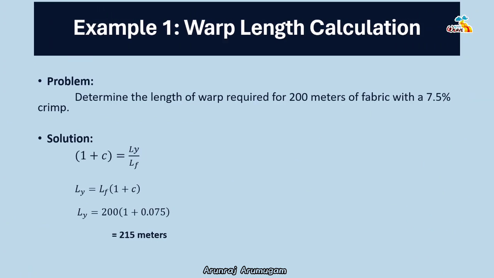Let's look at our first example. If we need to produce 200 meters of fabric with a warp crimp of 7.5%, we first express the percentage as a decimal, which is 0.075. Using the formula, we find that the length of warp required equals 200 times 1.075, which is equal to 215 meters.